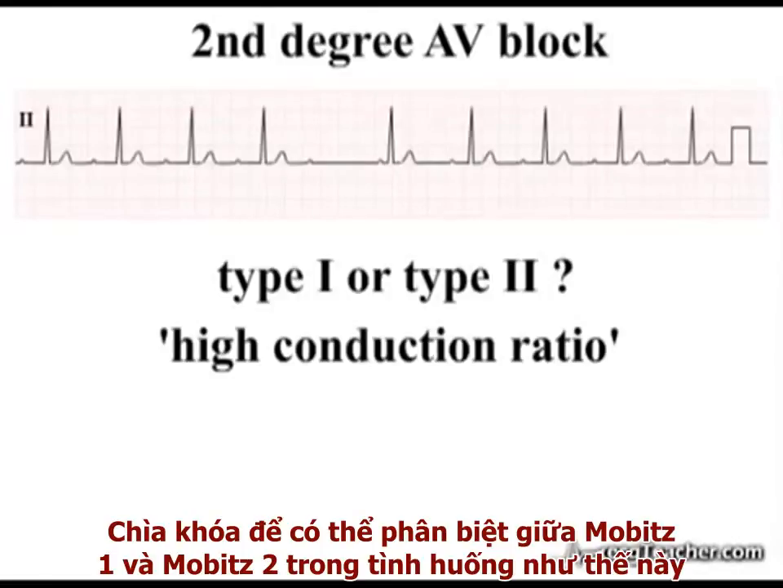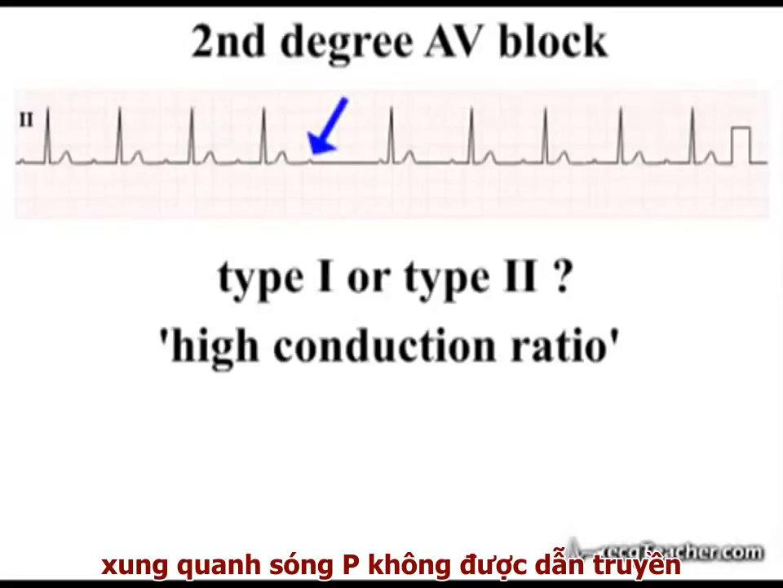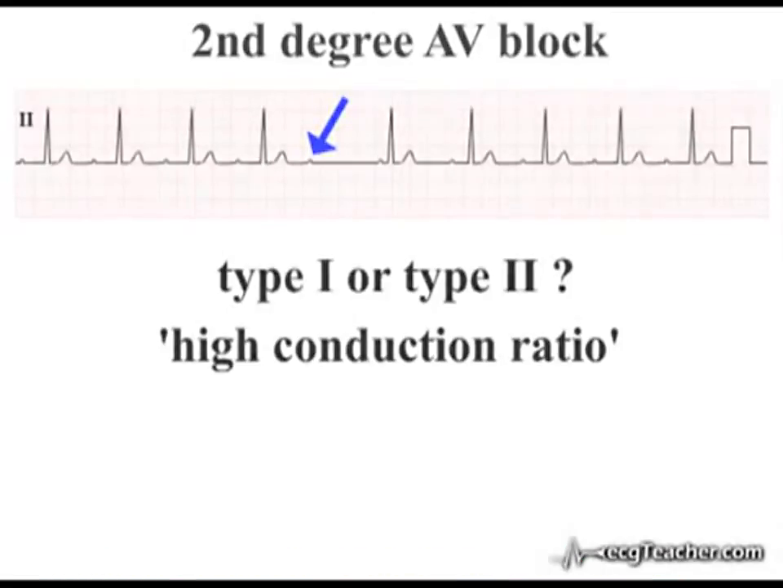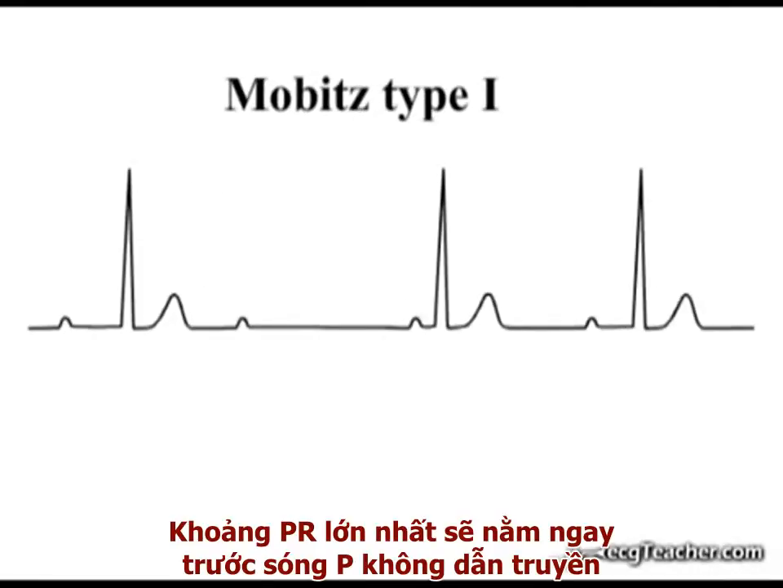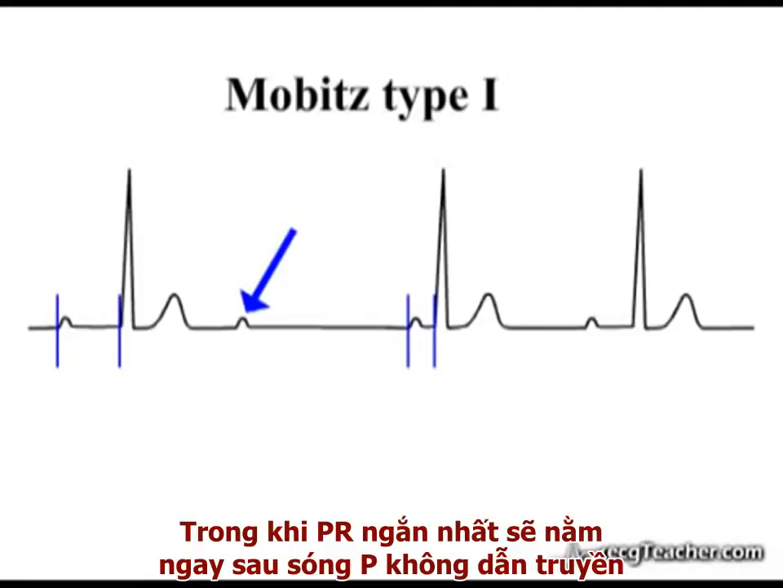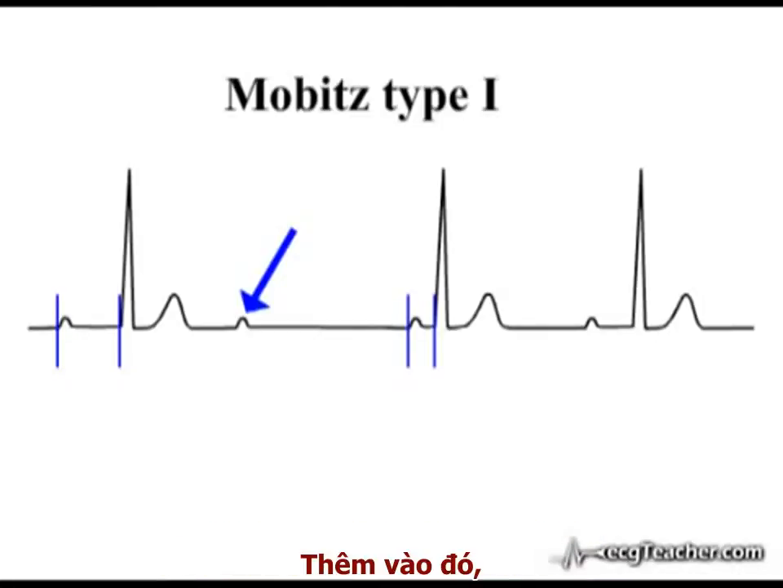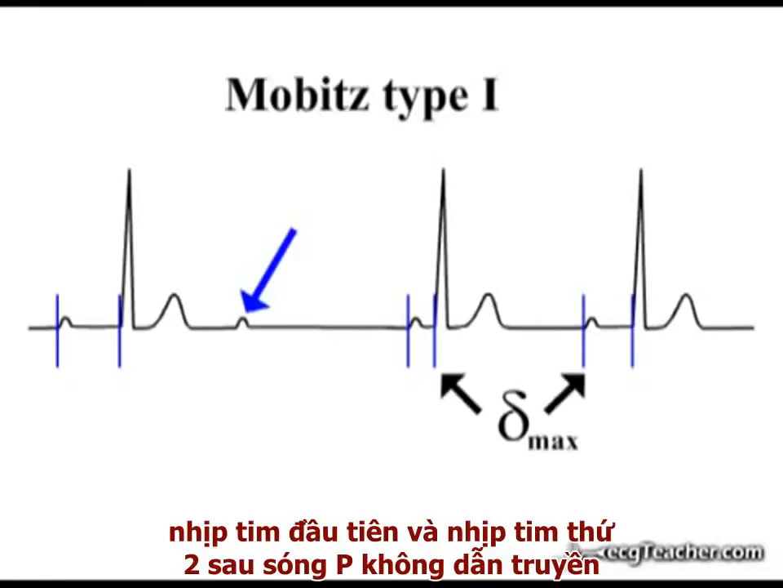The key to making the call between type 1 and type 2 in a case such as this is careful analysis of the PR interval around the time of the non-conducted P wave. In a case of Mobitz type 1, the longest PR interval is seen in the beat immediately preceding the non-conducted P wave, while the shortest PR interval is observed in the beat immediately following the non-conducted P wave. Also, the largest change in the PR interval is observed between the first and second beats following the non-conducted P wave.